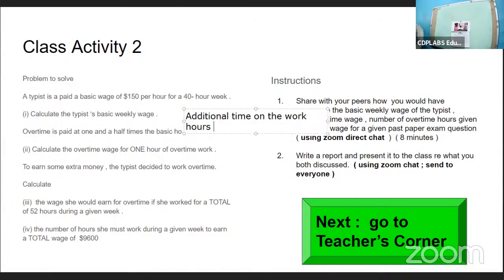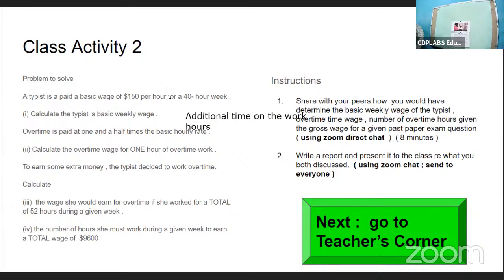That's what it means. And I want you to underscore that. Additional time on the work hours. Right? I want you to underscore that. Good. Now, when we talk about overtime, we're talking about additional time on the work hours.